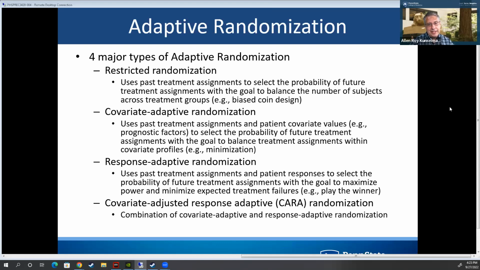The next method is response adaptive. This again uses your past treatment assignments, meaning what the prior person was assigned, treatment A or B, and the actual patient responses to select the probability for future treatment assignments. You may have heard the term play the winner. What does this mean? This is only really good if you know the response to the treatment fast, like you give a treatment and you know within an hour, or within a day, did it work or not. If you're trying to say, did the treatment work a year later, this isn't the thing to do.